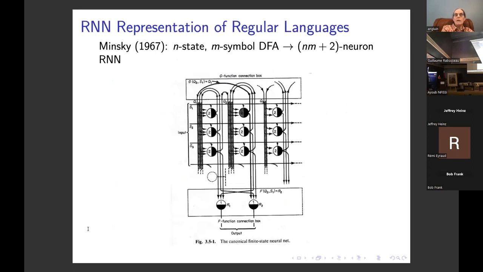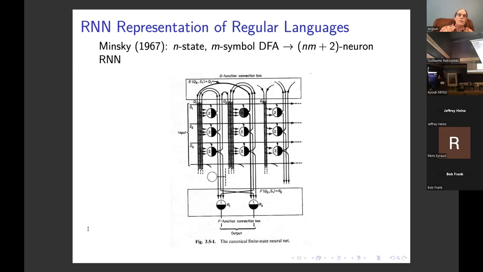There's been, of course, a lot of work on the representation of regular languages, the expression of regular languages by recurrent neural networks. This is just a picture from Minsky's book, Computation: Finite and Infinite Machines, in 1967, where he gives a construction using about M times N neurons to recognize the language of an N state, M symbol, deterministic finite automaton. So in this picture, the rows are the one-hot encoded input symbols, and the columns are the states. Each little circle is a discrete threshold neuron, where the number gives the number of inputs that have to be on for the output to be on. And the two at the bottom are just to read out the output.